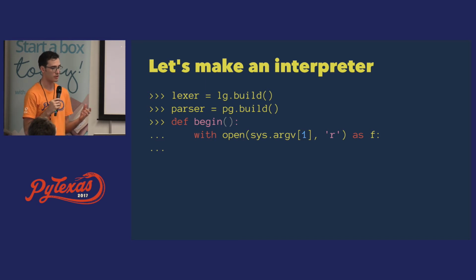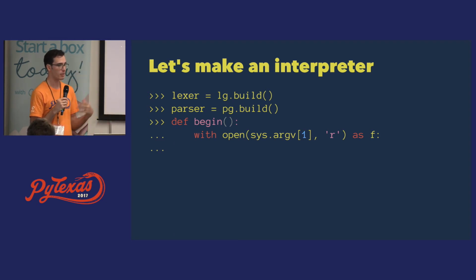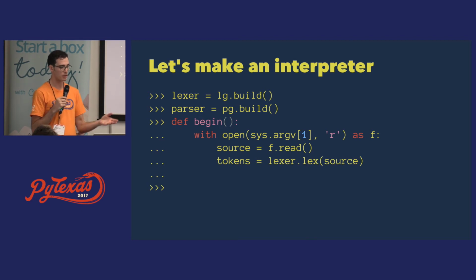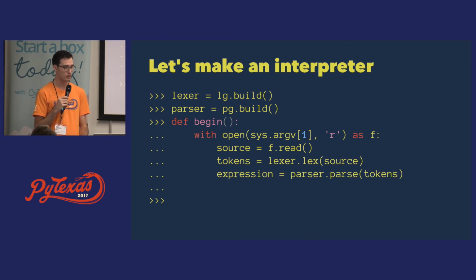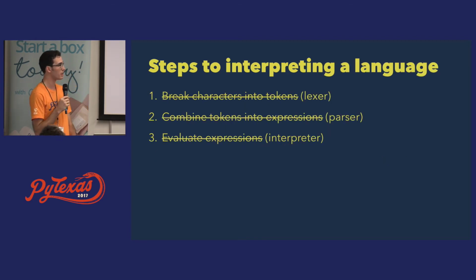So this is kind of a rough approximation. We build a lexer, we build the parser, we open up the first argument as a file, and let's just imagine it's being called with some file name. We read the source from that file. We hand the source to the lexer, which produces the list of tokens. We take those tokens and give it to the parser, which returns an expression. We call eval on it, and then we print the result to the terminal. And that's it. That's the interpreter. That's all it does. Okay, so we did everything. That's what we need to do to create a language.